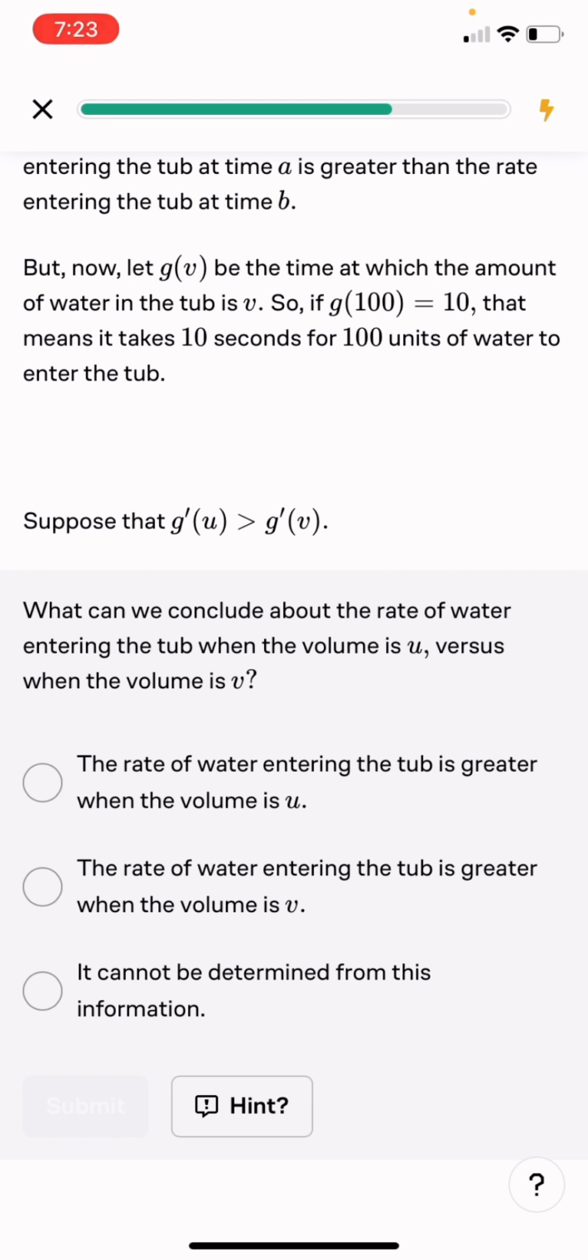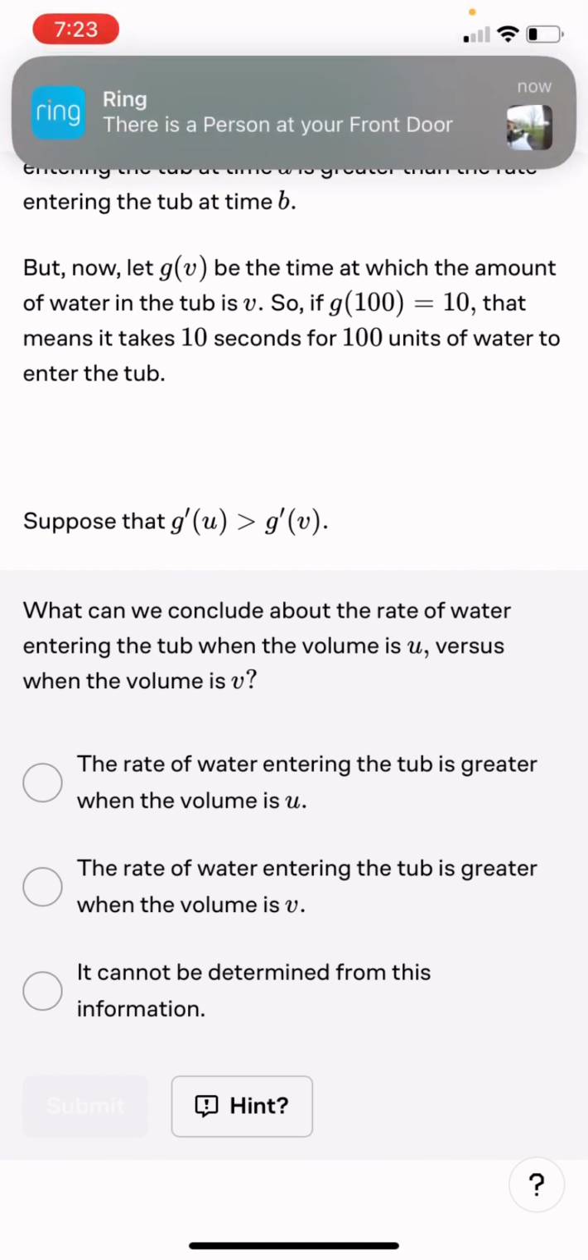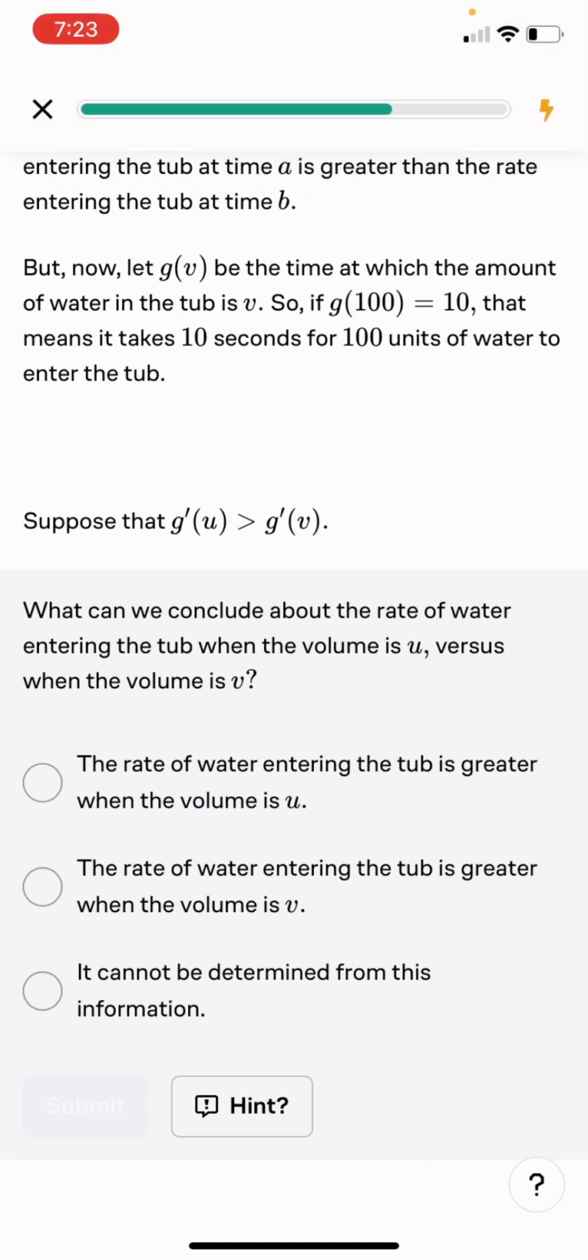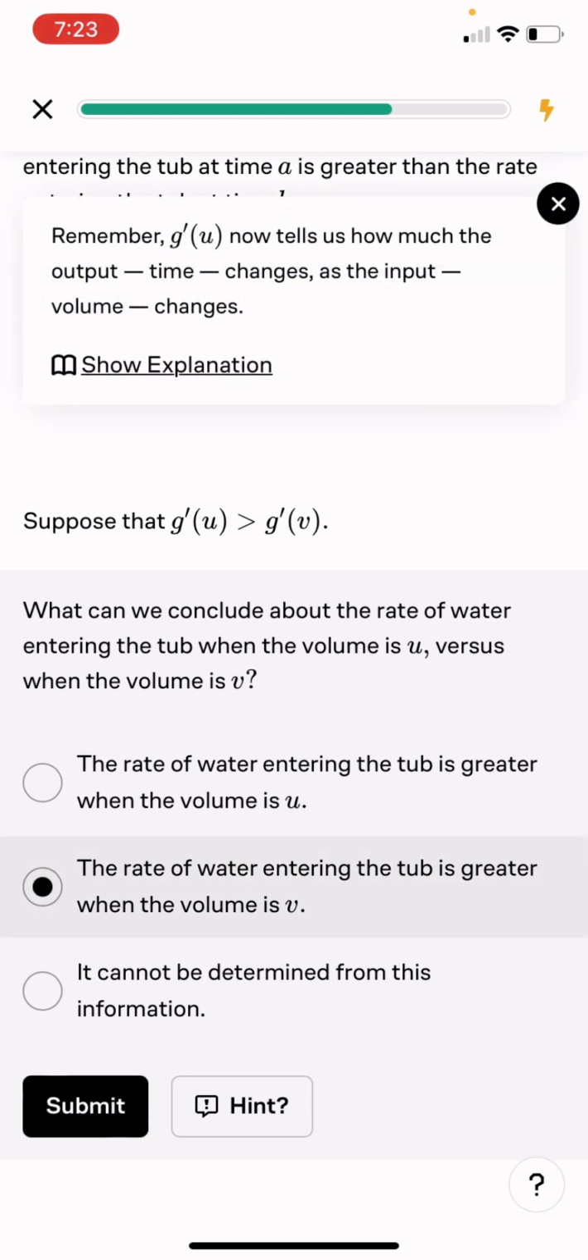I feel like it would be A. And like if it's greater, it probably would be. It must have been with the primes.